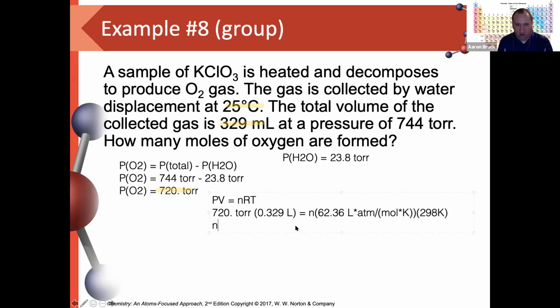Solving for n, 720 multiplied by 0.329 divided by 62.36 divided by 298. I get 0.01127 moles of oxygen.